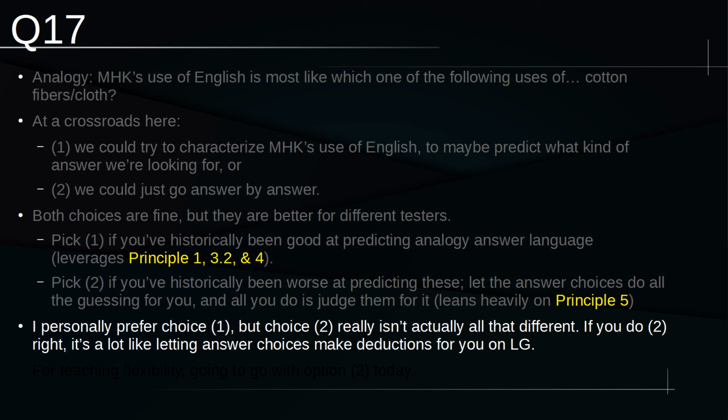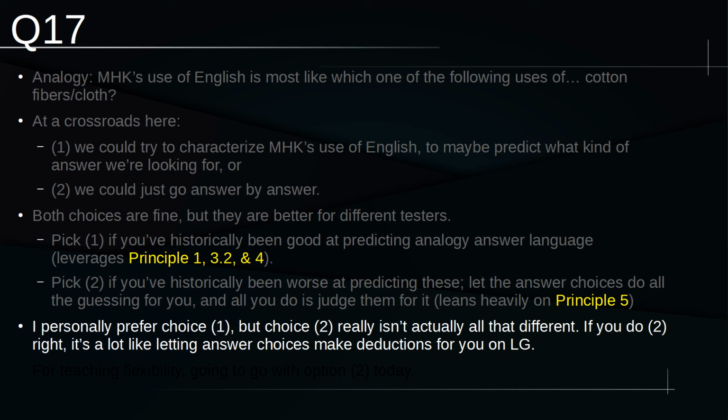And what I want to highlight about choice 2 is that if you do choice 2 correctly, it's a lot like letting answer choices make deductions for you on LG, which is something that I've demonstrated in the LG flexibility lesson that I just put up. But also it's something that you'll see when you're brute forcing things, where questions and their answer choices in LG will reveal to you deductions just by the very nature of the way they're set up. And so you don't have to do the guesswork part of knowing where to look for deductions. The answer choices will just put them in front of you.